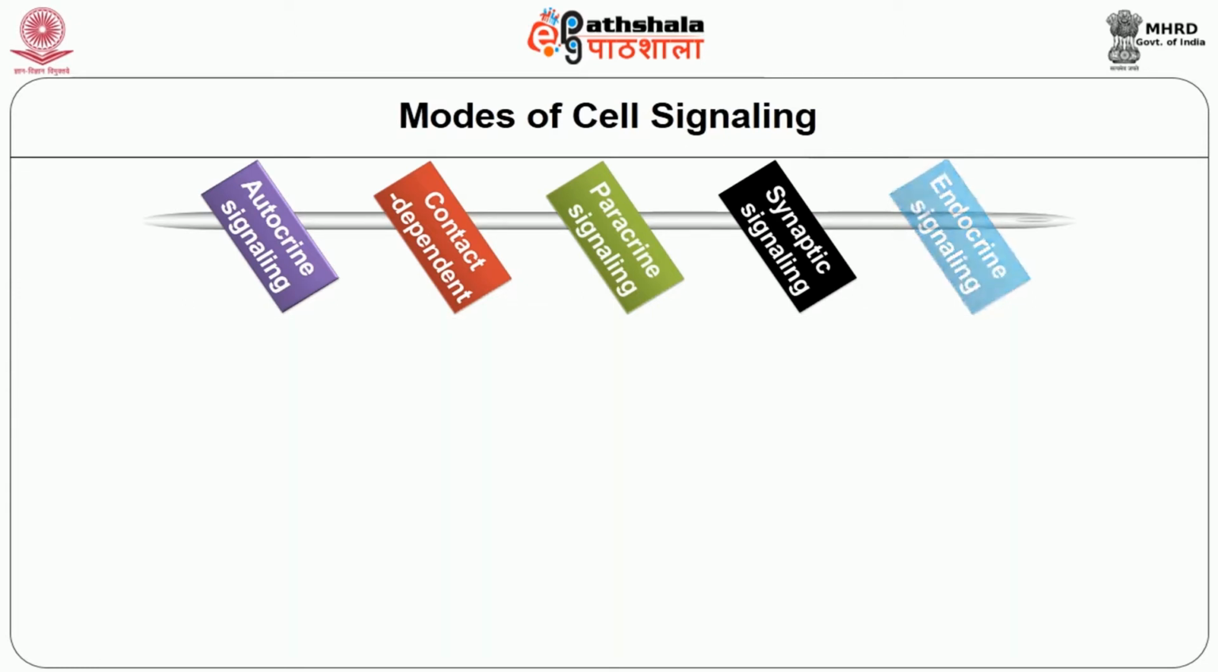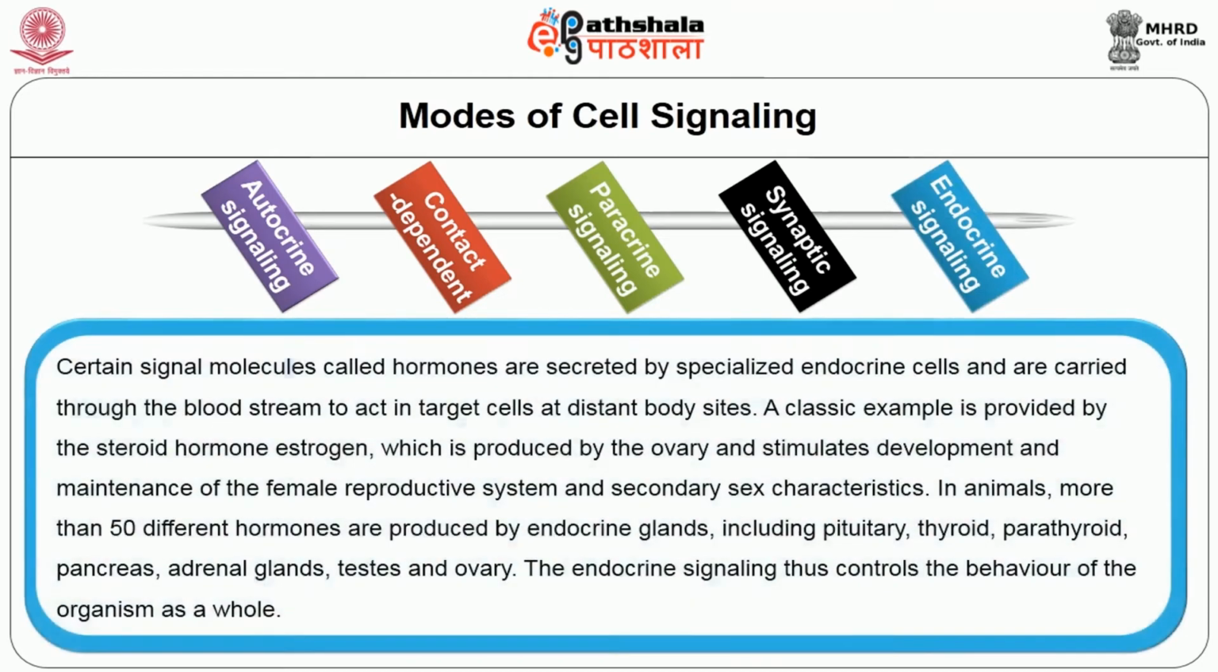The fifth type is the endocrine signaling. Certain signal molecules called hormones are secreted by the specialized endocrine cells and are carried through the bloodstream to act in the target cell at distant body sites. A classic example is provided by the steroid hormone estrogen, which is produced by the ovary and stimulates development and maintenance of female reproductive system and secondary sex characteristics.